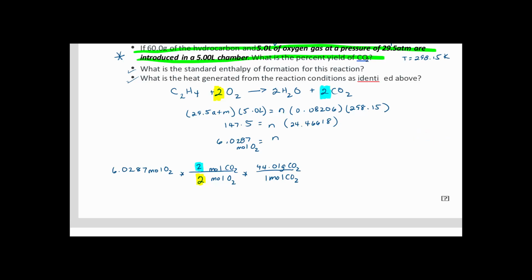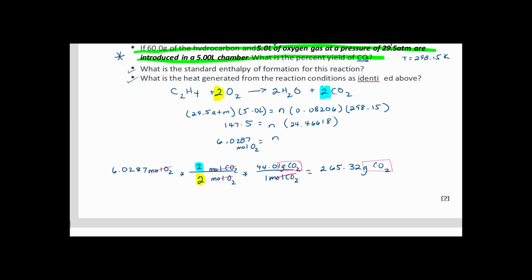So now I perform this calculation, and what that means is I'm going to multiply the values across the top. 6.0287 times 2 times 44.01 divided by 2, and I get a value of 265.32 grams of carbon dioxide. Now let's double check these units real quick, our dimensional analysis. Moles of oxygen cancel with moles of oxygen, moles of carbon dioxide cancel with moles of carbon dioxide. I am left with grams of carbon dioxide, which is what I was looking for. That's convenient. We did the dimensional analysis correctly.